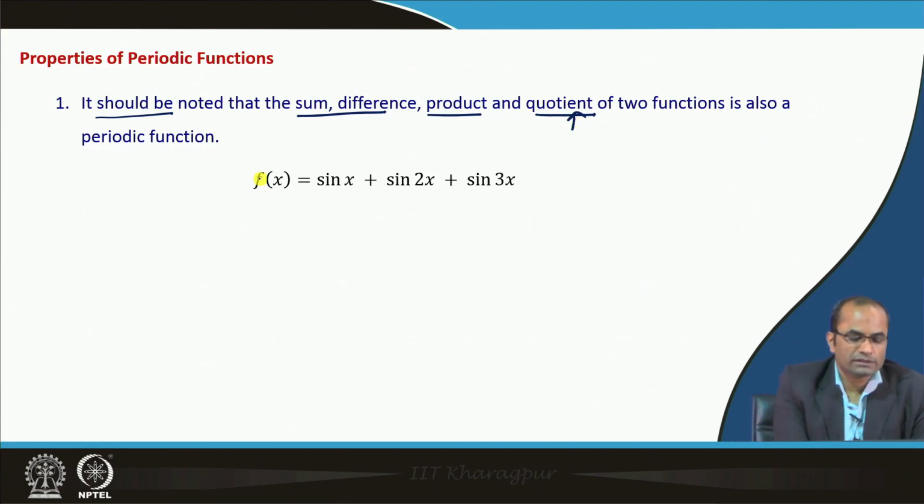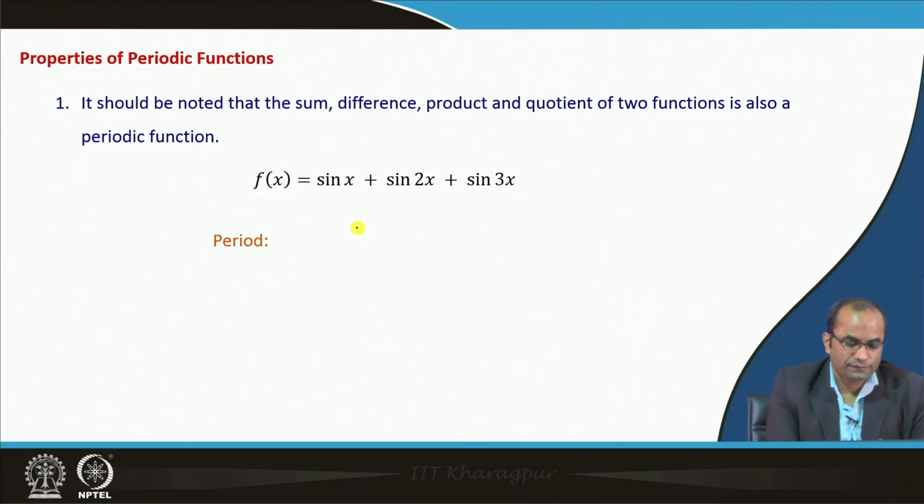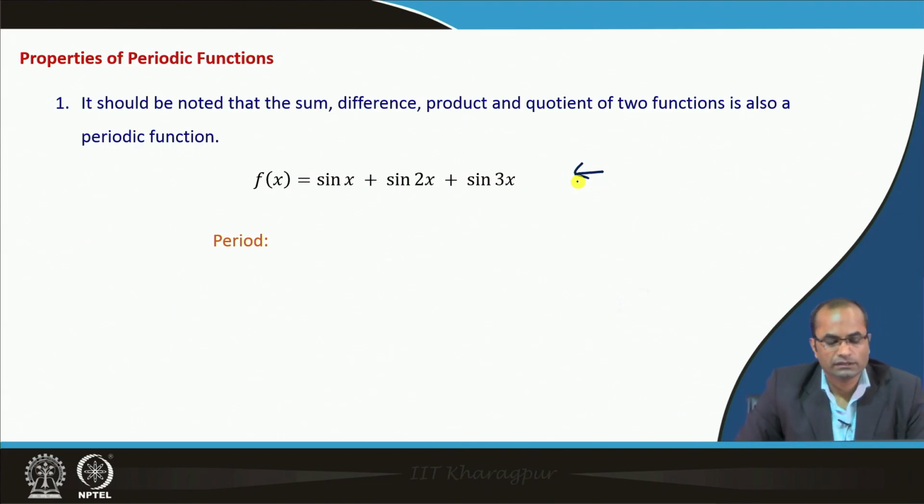For instance, if we take f x equal to sin x plus sin 2 x plus sin 3 x, we have added three periodic functions. It is well known that sin x, sin 2 x and sin 3 x are periodic functions with different fundamental periods. So what is the period of this function, which is the sum of three different periodic functions?